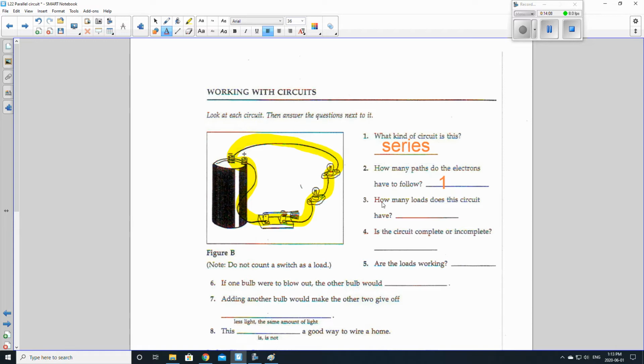So loads means actual devices that use up electricity. Okay, so the switch doesn't use up electricity, but the 2 bulbs do. So this actually has 2 loads. Is the circuit complete or incomplete?